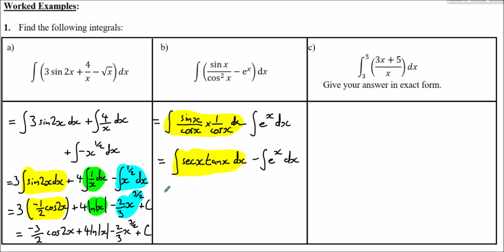Now from the standard results, sec x tan x is one of these. If you're not sure, have a look back at the table included in the notes or the formula book. But we need to identify that sec x tan x is a standard integral, and that will integrate to sec. So sec x tan x dx will just integrate to sec x. Then we've got minus the integral of e to the x, and e to the x integrates to itself. So that just stays as e to the x, then of course plus the arbitrary constant of integration.